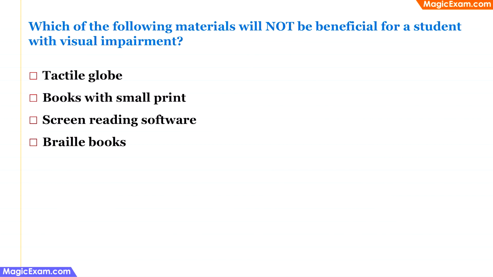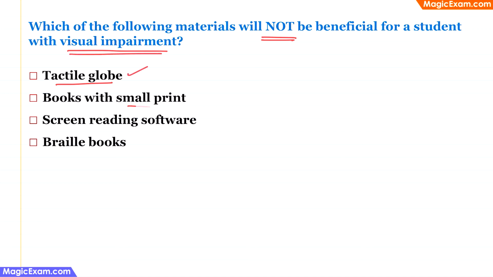Which of the following materials will not be beneficial for a student with visual impairment? So, visual impairment can mean visual difficulties, that is difficulty in seeing. It can be partial or complete blindness. Now, when we look at the answer choices, the first one says tactile globe, which is a globe in which all the countries are in a raised format so that it can be felt through fingers. So this is definitely useful for teaching children with visual impairments.